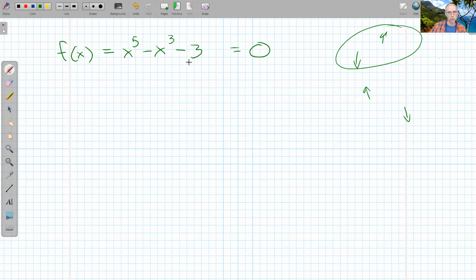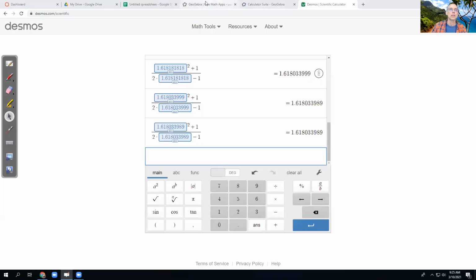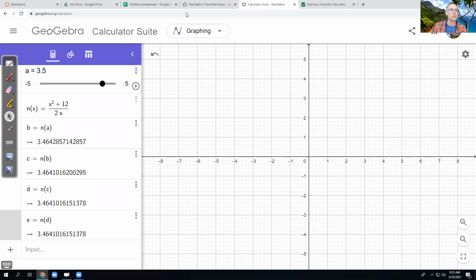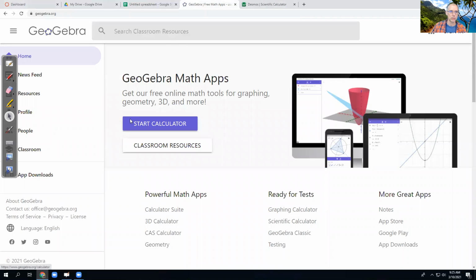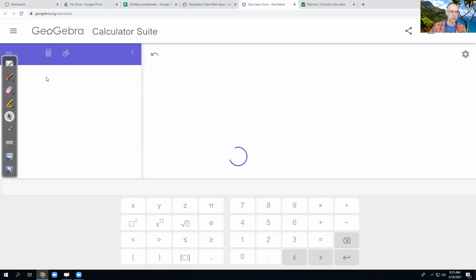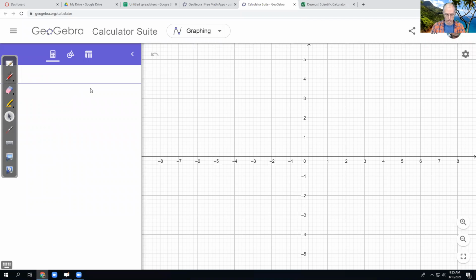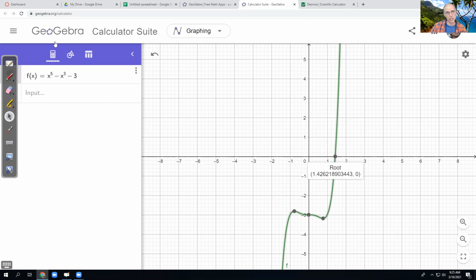So I do need a guess here. So we're going to start by graphing this sucker. So let's go to Desmos, or actually Geogebra, new one. So f of x is my original function. It is x raised to the 5th power minus x raised to the 3rd power minus 3. And so I can see, okay, it's got a zero. Now, Geogebra has some algorithm in their program to estimate that number, and so they're giving me an estimate there. So I'm going to go with 1.4 as my estimate for Newton's method.